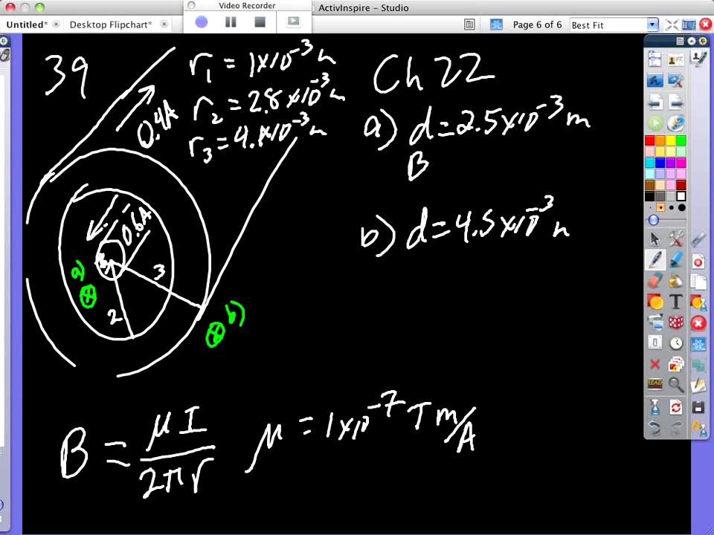So I literally just plug in mu times 0.6 over 2 pi, 2.5 times 10 to the minus 3. And that will give me my answer.